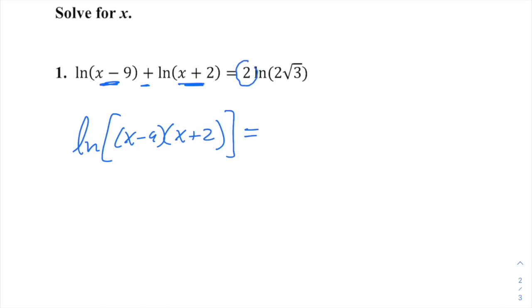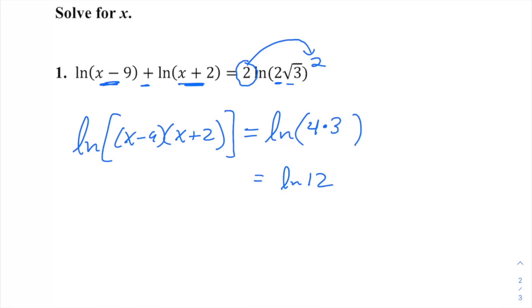And over here on the other side of the equation, I have 2 ln of 2 root 3. I have that coefficient of 2, so I'm going to use the power rule and raise the argument to the second power. So now I'll have ln of 2 root 3 squared. When you square 2 root 3, be careful: you have to square the 2 and the root 3. Squaring 2 gives you 4, multiplied by root 3 squared, which is 3, and that gives you ln of 12.